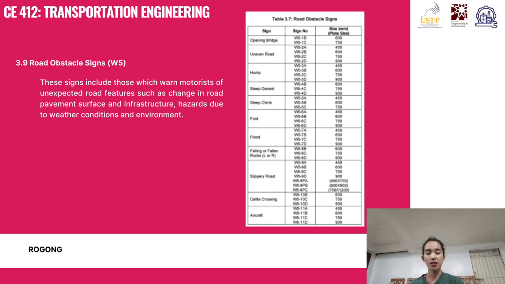location or importance. For the example in the table, we have the opening bridge. The sign numbers are W5-1B and W5-1C, and the sizes are 600 mm and 750 mm, meaning it warns the motorist that a bridge ahead may open for boats. We don't have this in the Philippines, so it is mostly seen in other countries.